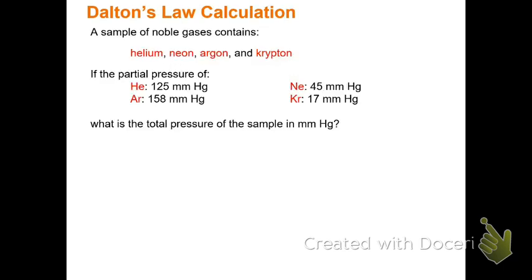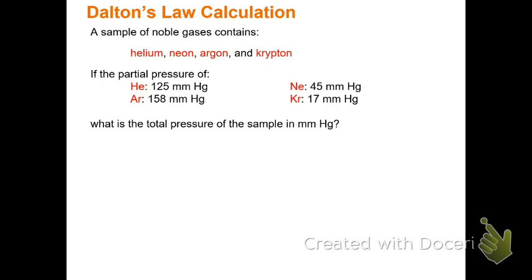So let's look at a simple example here. Let's say you have a sample of a mixture of gases, and that mixture contains these four different noble gases: helium, neon, argon, and krypton. And you know the partial pressures of each gas. You know the partial pressure of helium, which is 125 millimeter mercury, and the partial pressures of argon, neon, and krypton. What would be the total pressure of the sample in millimeter mercury?